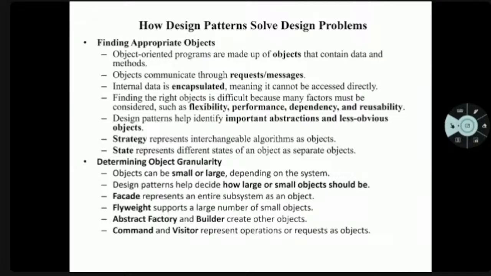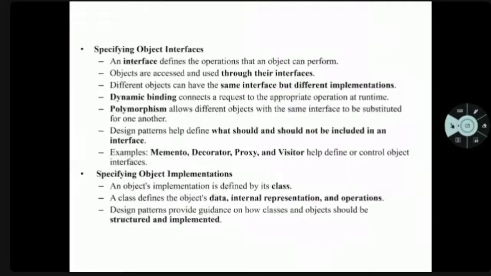So then we have seen how design patterns solve the design problems. In 4 different steps, we are going to go for the solution of how a design pattern is going to solve the design problems. The first and foremost thing is finding appropriate objects, then determine object granularity, then specifying object interfaces, then specifying object implementation. These are the 4 steps which we will be using for pattern solving for design problems. Okay.